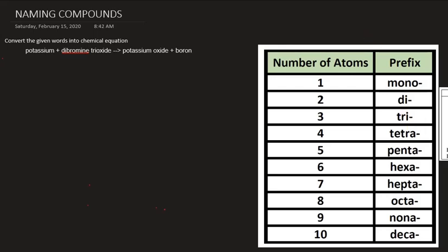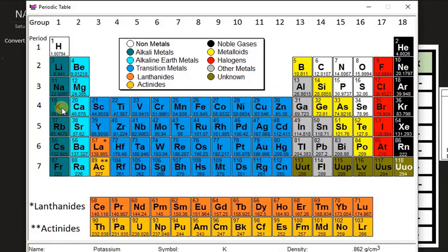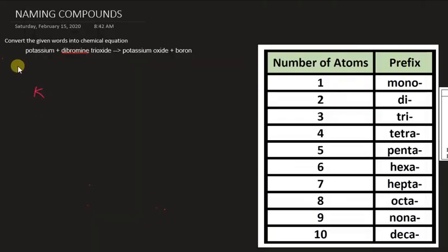And so we have potassium. The symbol for potassium is K. You can look in your table of elements for that. Potassium, that's K. And so we have plus. We have here a compound, so it's a combination of two different elements. We have bromine, so we write here Br. Then we have oxide for oxygen.